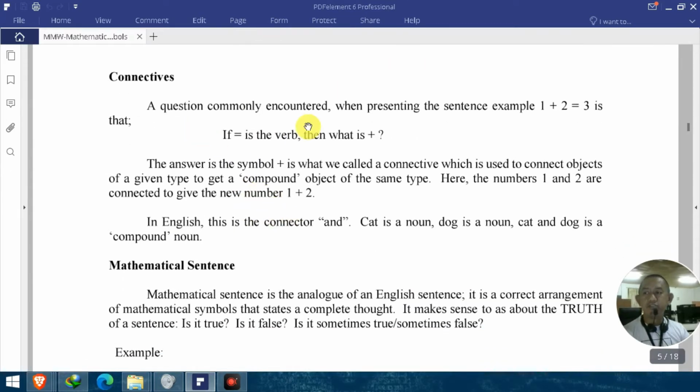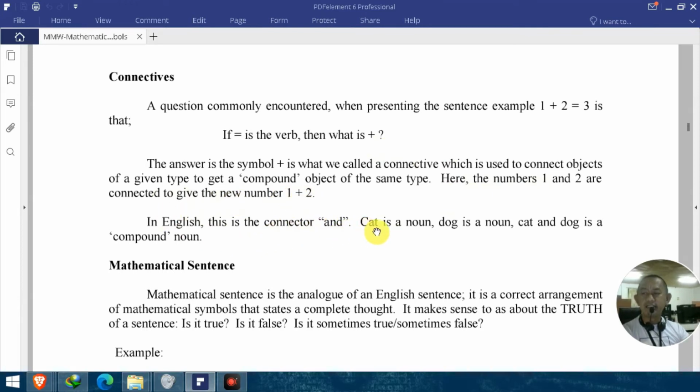A commonly encountered question when presenting the sentence 1 plus 2 equals 3 is: if equals is the verb, then what is the plus? The answer is that the plus is what we call a connective. It connects two objects. In English, it is like a compound, connecting objects of the same type, like the words and or or. Here, the numbers 1 and 2 are connected to give the new number 1 plus 2. So in English, the connector is and.